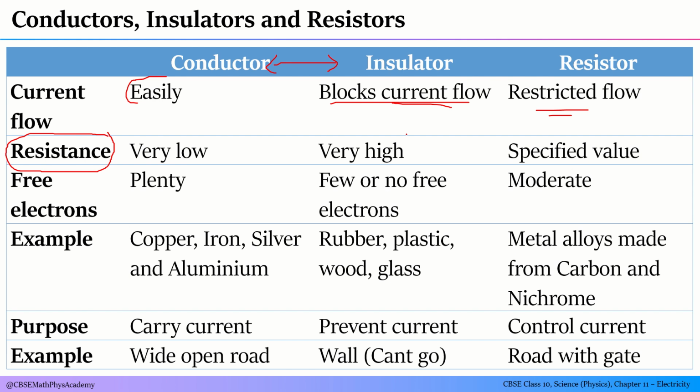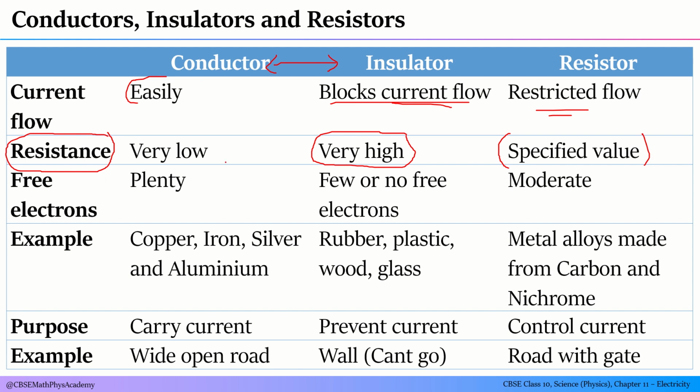Whereas for an insulator, there's a very high resistance. That's why there is no current flowing through an insulator. Whereas a resistor will have a specific value. You can define what amount of resistance is to be given. So that is a resistor material.